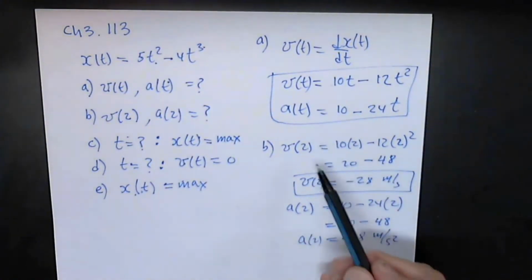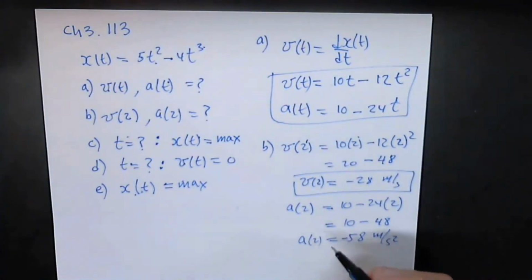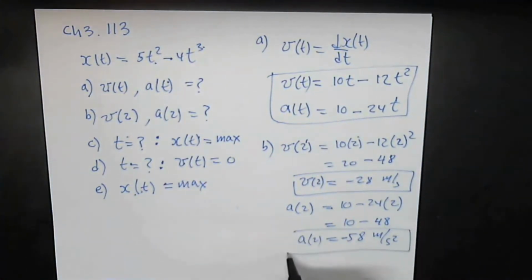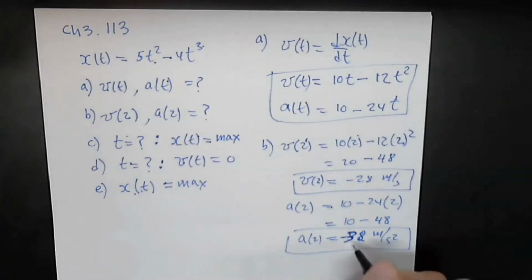I didn't put seconds over here, so put seconds. I think this is negative 38 meters per second squared. This one over here.